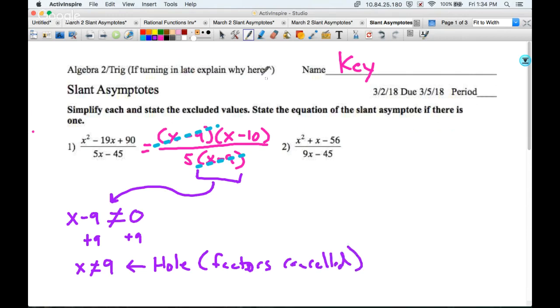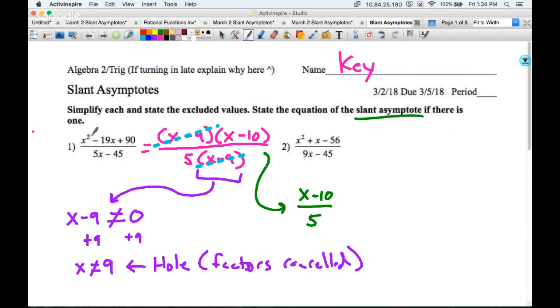All right, now what remains, so we're trying to simplify it. The simplified form of this is just going to be x minus 10 divided by 5. So that is the simplified form, and then this is also the equation simplified to be a linear equation. So that linear equation is going to also be the equation of our slant asymptote.